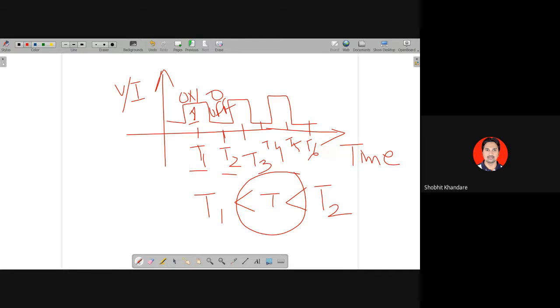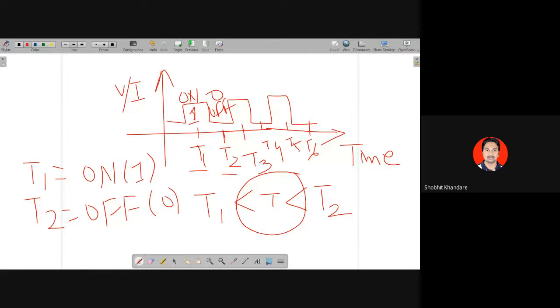Again, I'm saying at T1 you have on time, that is logic one. At T2 it is off time, and off means zero. So your waveform will always have discrete values, either one, zero, or zero, one, like 1 0 1 0 1 0 in a continuous manner. This is just to give you an understanding.